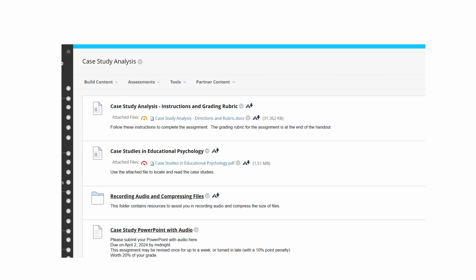If you go into the case study analysis folder, you'll see some important resources, including the instructions and grading rubric, a link to a PDF called Case Studies in Educational Psychology, where the case studies themselves are located, some resources about recording PowerPoint audio, and a link to submit the assignment.